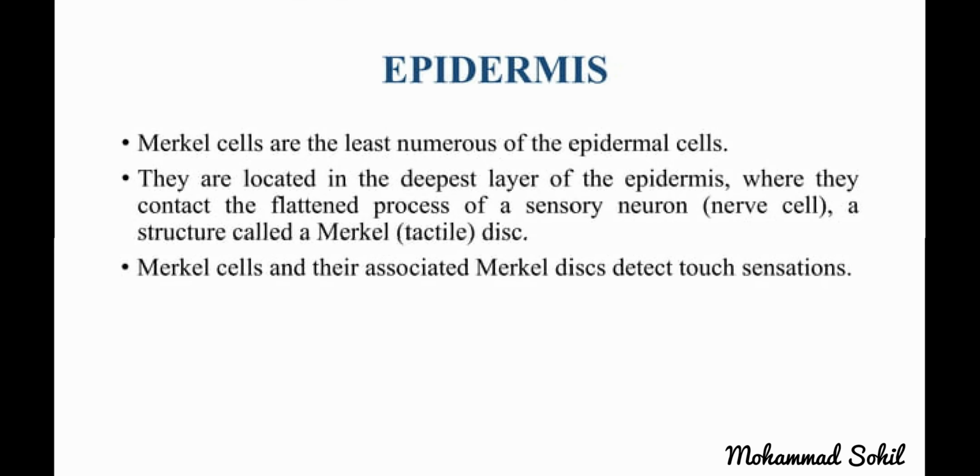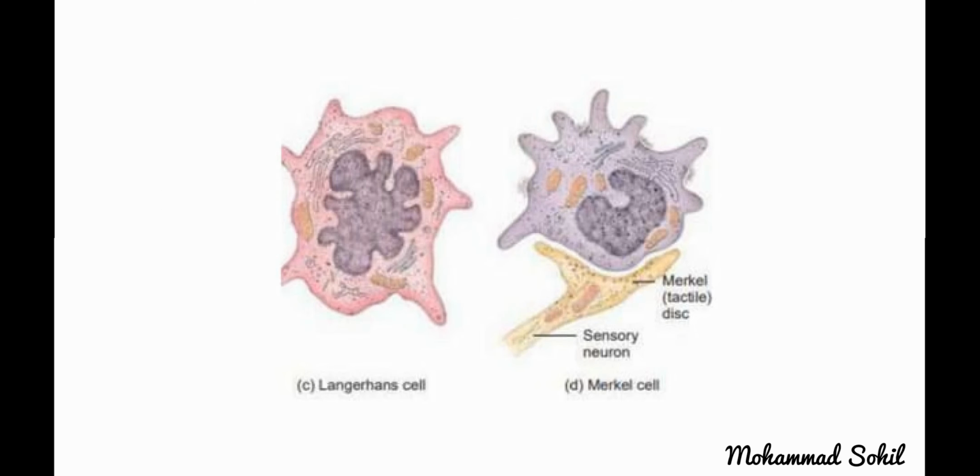Merkel cells are the least numerous of the epidermal cells. They are located in the deepest layer of the epidermis, where they contact the flattened process of a sensory neuron, that is a nerve cell, a structure called a Merkel disc, that is a tactile disc. Merkel cells and their associated Merkel discs detect touch sensation. You can see the diagram of Langerhans cells and Merkel cells on this slide.